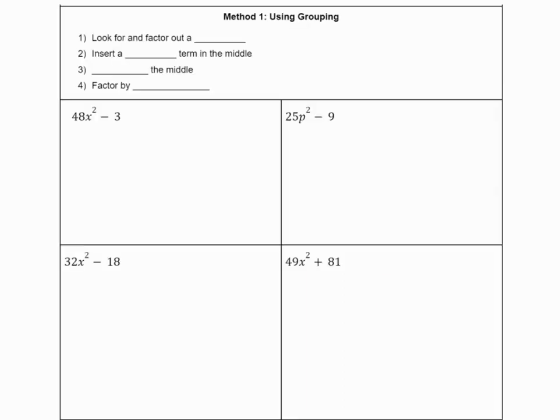So I'm going to show you two methods to solve this. The first is to use grouping. Using grouping is what we've been doing for factoring in all of our other types of problems with 4 terms or 3 terms. We're just going to add a step to it. So step 1, as always, is to look for a greatest common factor. Then this is the new step, we're going to insert a 0x term in the middle. Essentially, we're just going to put in the middle a term that has our variable and has a 0 in front of it. And then we're going to do what we did with a 3-term polynomial. We'll split the middle and then factor by grouping.